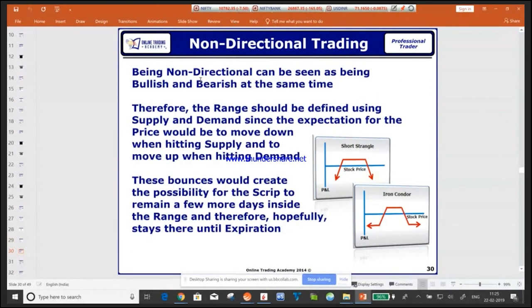Being non-directional can be seen as being bullish and bearish at the same time, isn't it? So at the lower end of the sideways movement, bullish; at the upper end of the sideways movement, bearish. Therefore, the range should be defined using supply and demand, since the expectation for the price would be to move down when hitting supply and to move up when hitting demand. These bounces would create the possibility for the script to remain a few more days inside the range and therefore hopefully stay there until expiry.